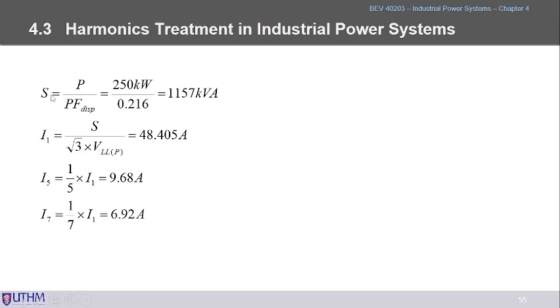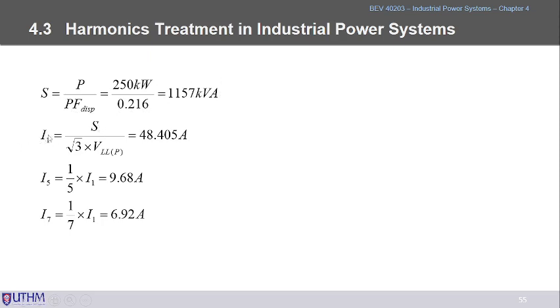Then we will find the S, and the S in order to find the currents. Okay, so the S is with the 250 kilowatts. Of course, our load is 250 kilowatt divided by the power factor, the displacement power factor, which is 1157 kVA only. Okay, with that we can find what is the I1.